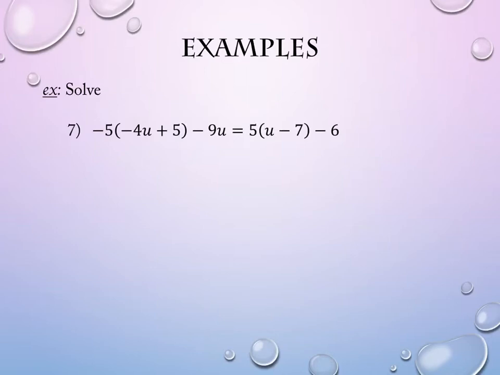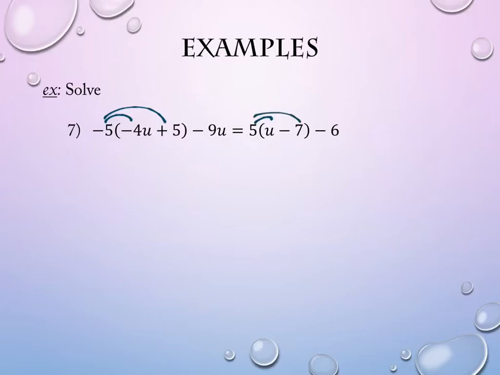Okay. One more problem that's very similar to the ones we've been doing, just more of it. All right, so what would we do first on this one? Distributive property. Lots of distributive properties, right? Okay. So I'm going to distribute my negative 5 through and a positive 5 through.